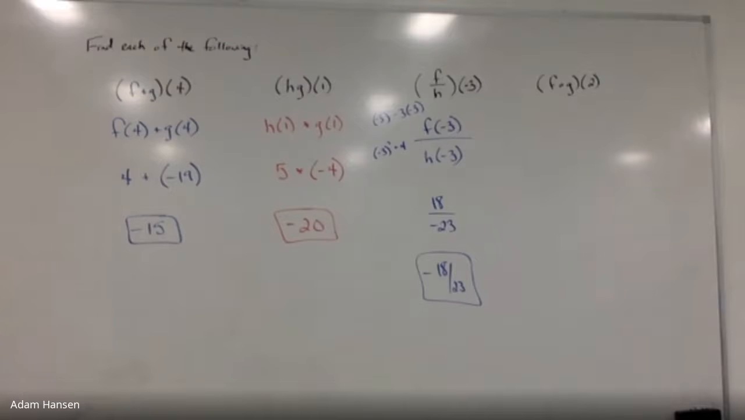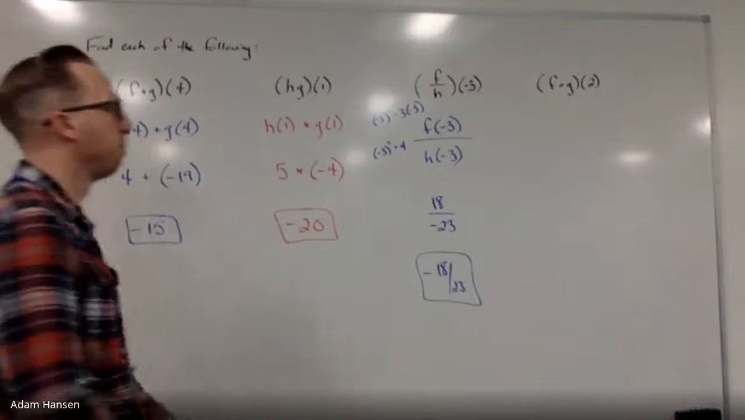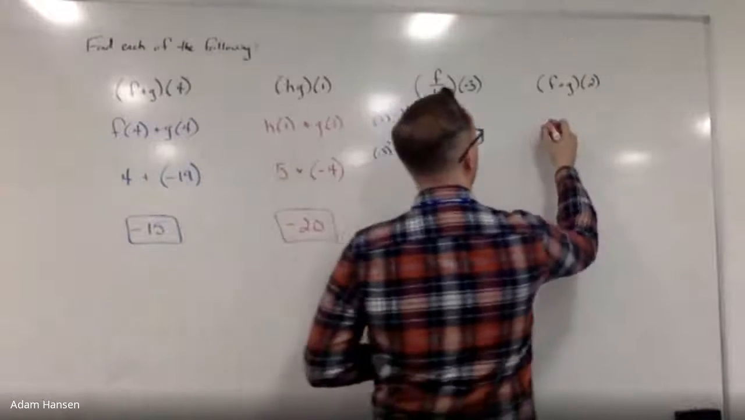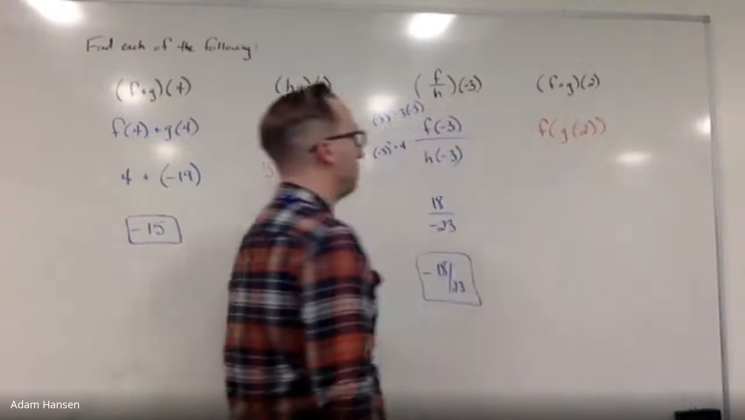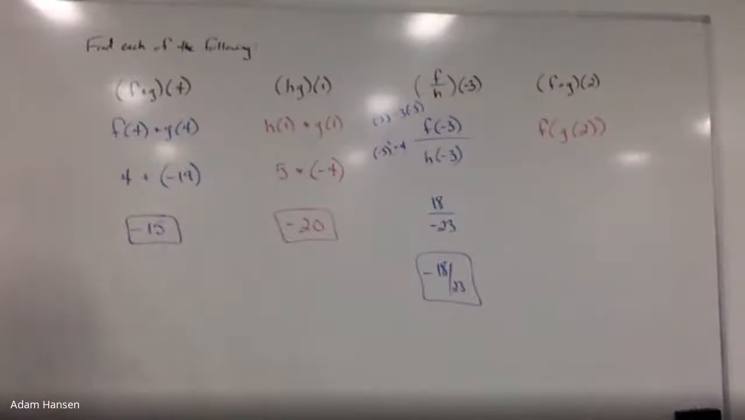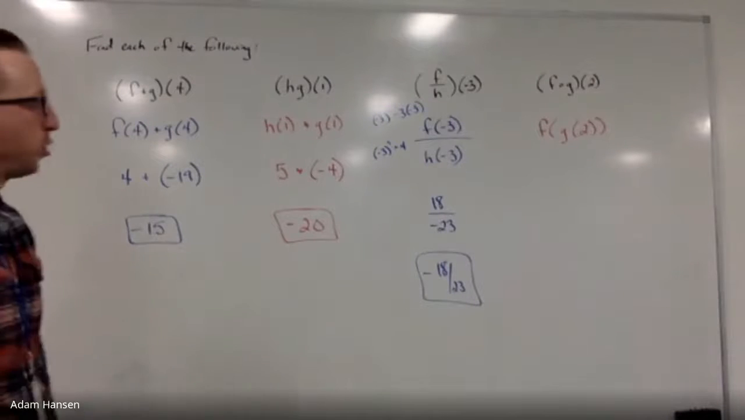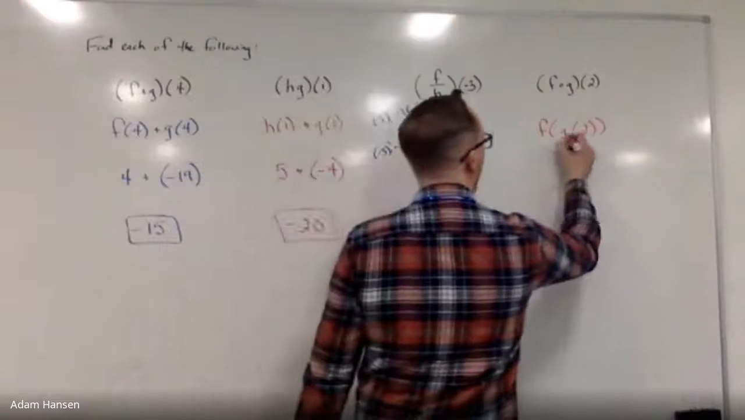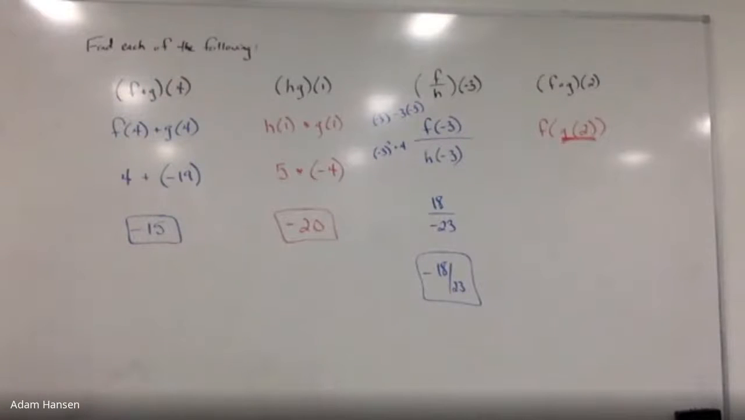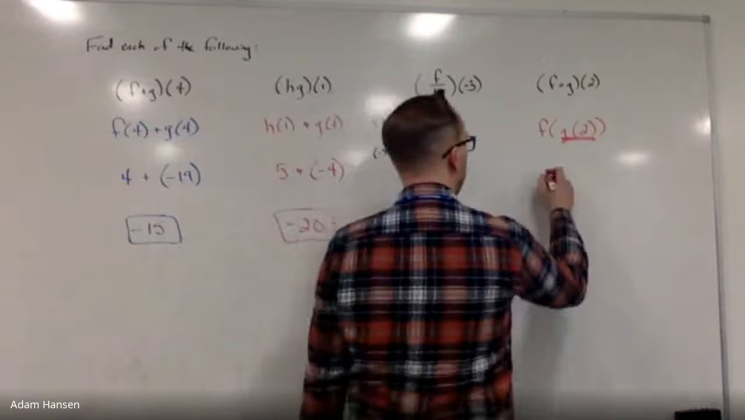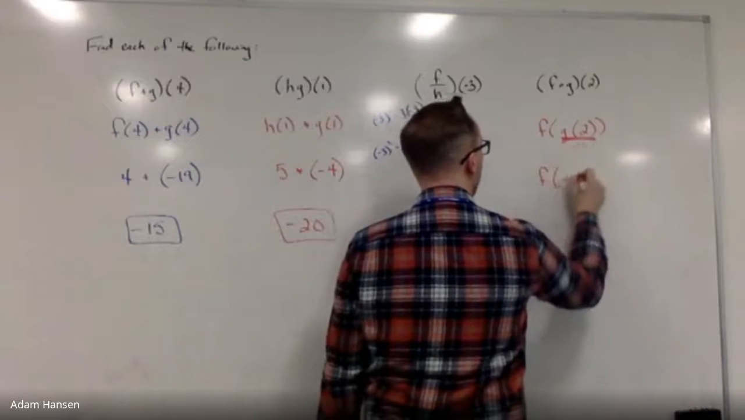And our last one, f composed of g of 2. Write this as f of g of 2. Start from the inside, work your way out. I need to first find what g of 2 is, and then plug that into f. G of 2 is 1 minus 5 times 2, or 1 minus 10. 1 minus 10 is negative 9. G of 2 is equal to negative 9.